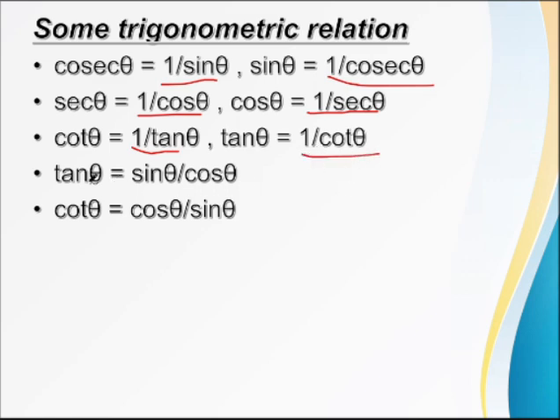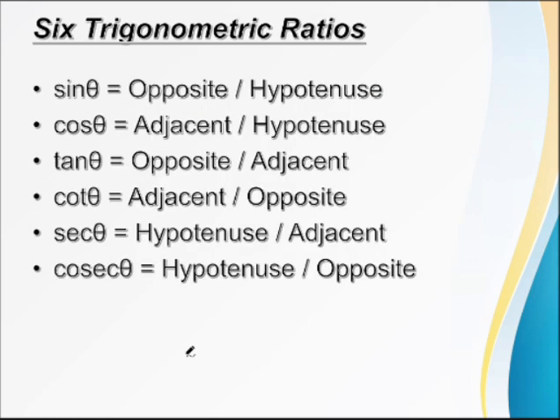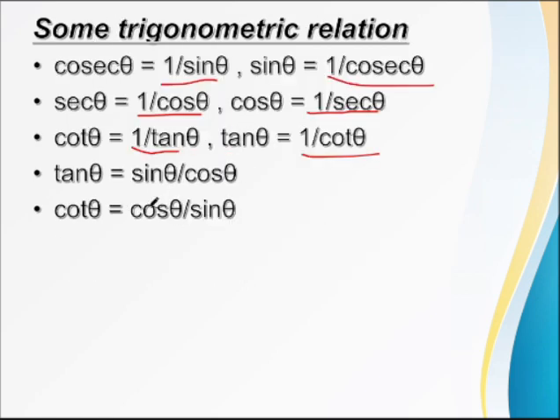We can write tan theta as sin theta by cos theta, as sin theta is opposite by hypotenuse and cos theta is adjacent by hypotenuse. If we divide sin theta by cos theta, the hypotenuse will cancel out and we will get opposite by adjacent, which is tan theta. And cot theta is the reciprocal of tan theta, that's why it is cos theta by sin theta. These relations are very important.